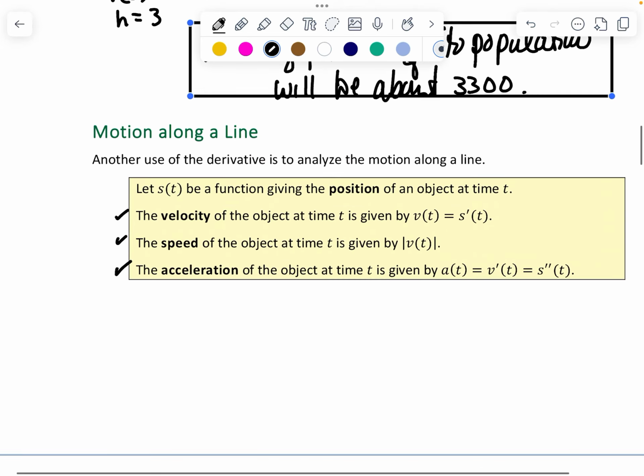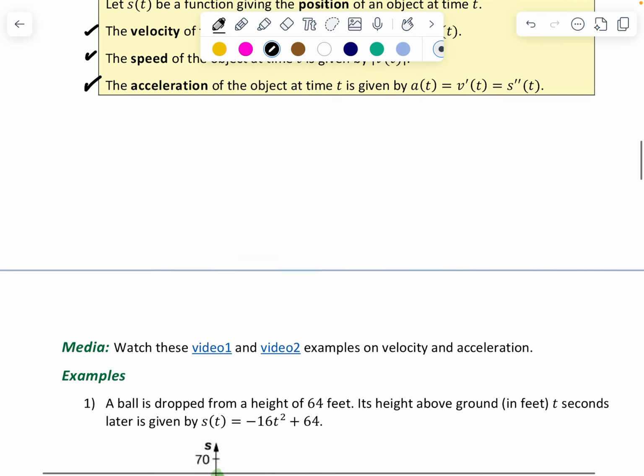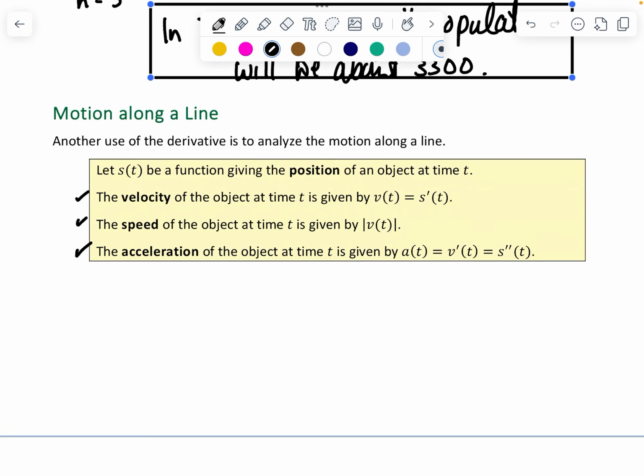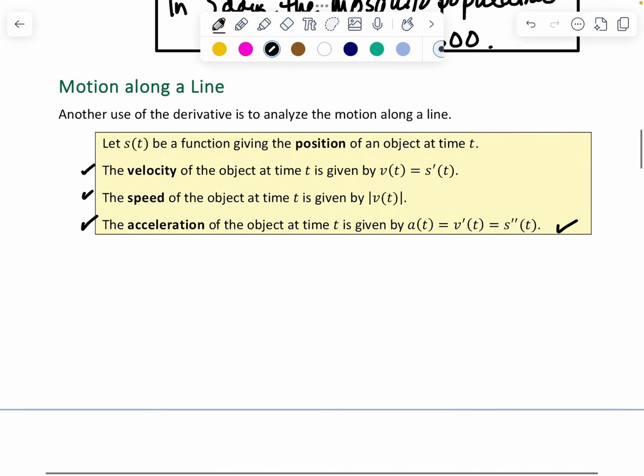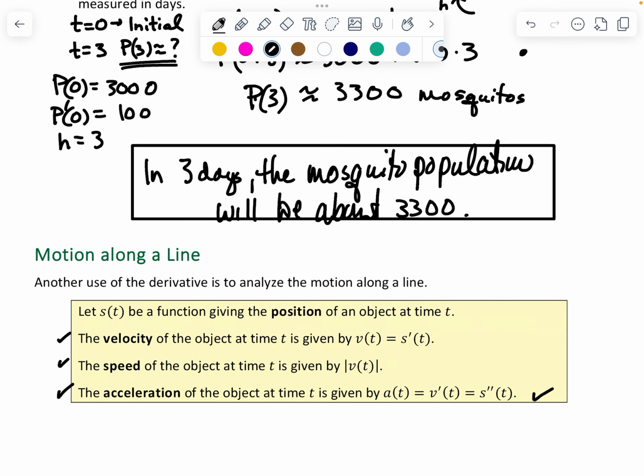Okay. I don't know if we have much more time. I think I wanted to do some of this here: velocity, speed, and acceleration of the object. So I think I'm going to have to stop before this video gets too long. I know the last one's going to be a little bit shorter, but I'm going to stop and then come back and do the final video.